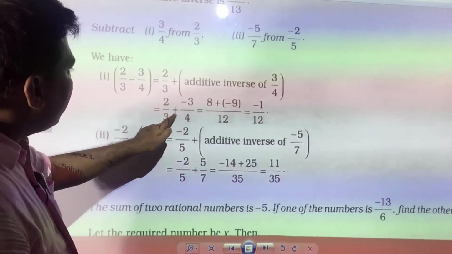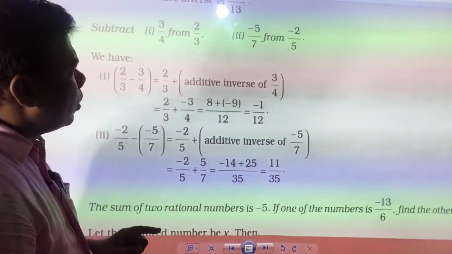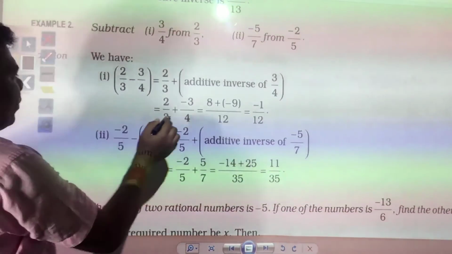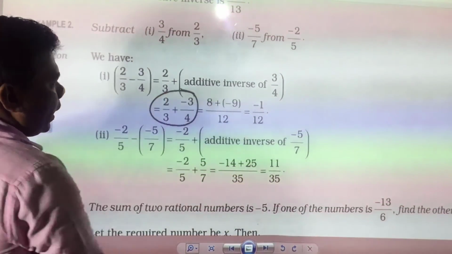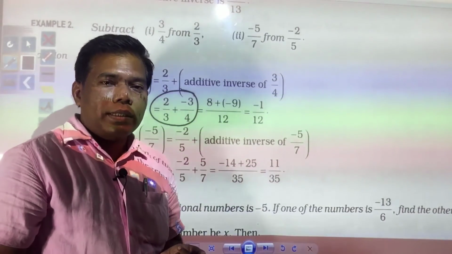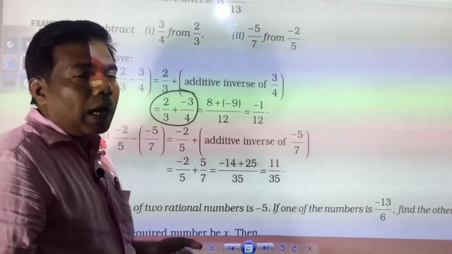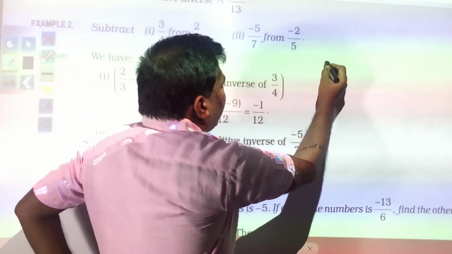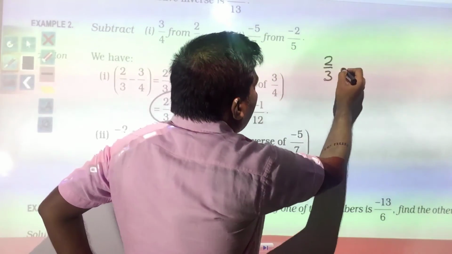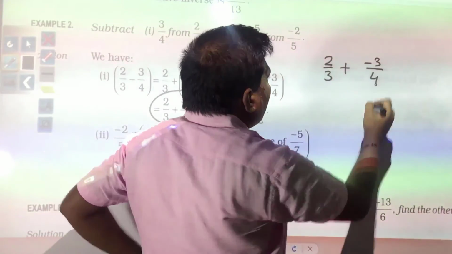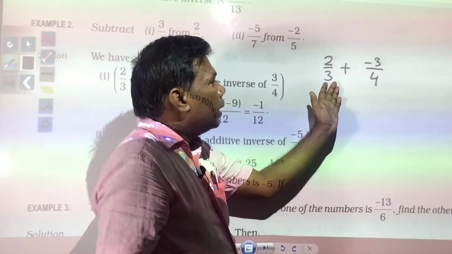Finally, it will be 2 by 3 plus minus 3 by 4. As we have done previously, we already know how to add. If two rational numbers are there, how to add them you have already seen. Suppose you have 2 by 3 and minus 3 by 4. What is needed to be done? Here you see.